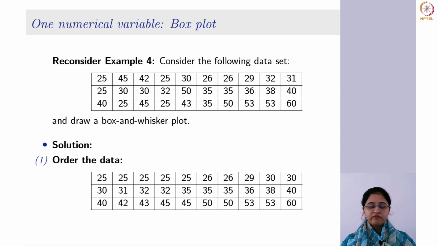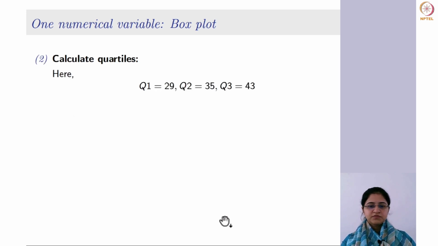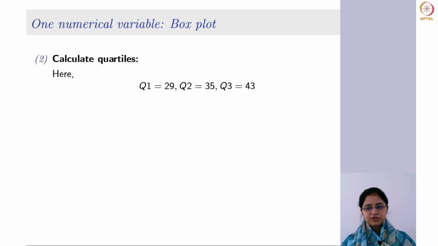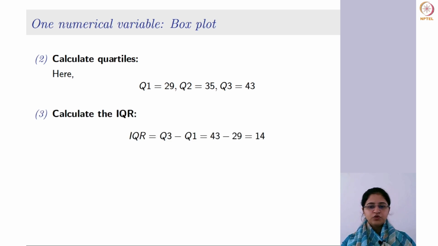Now, once you have ordered the data set, the next thing that you have to identify is the median. Median is the middle value of the data set. Since there are 30 observations, the median will be the average of the middle two observations. These two observations over here are the midpoints, so the average, that is the median, will be 35. So median Q2 is 35. The first quartile, Q1, is 29 in this case, and the third quartile, Q3, is 43. Based upon this, you can find the IQR, which is 14.